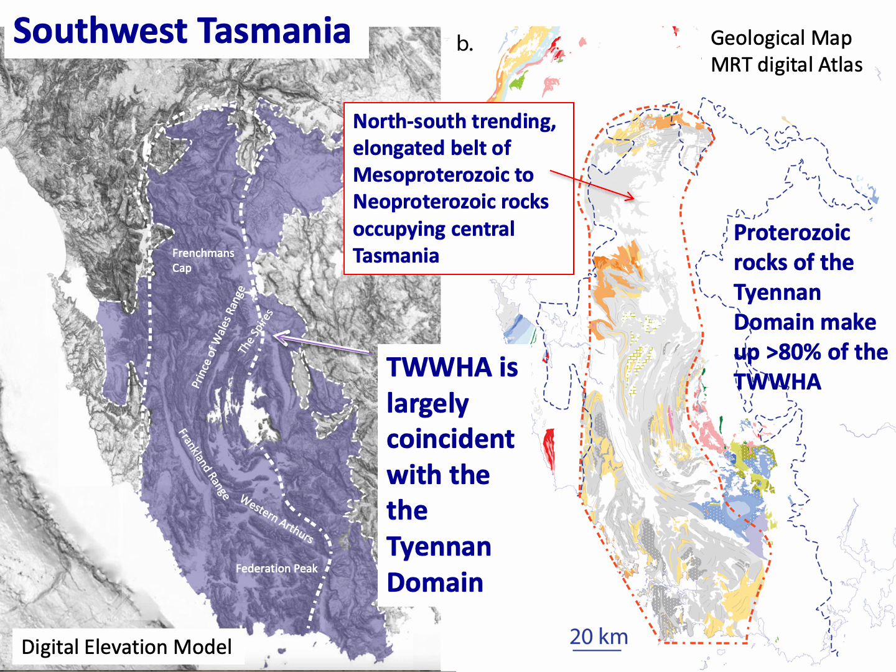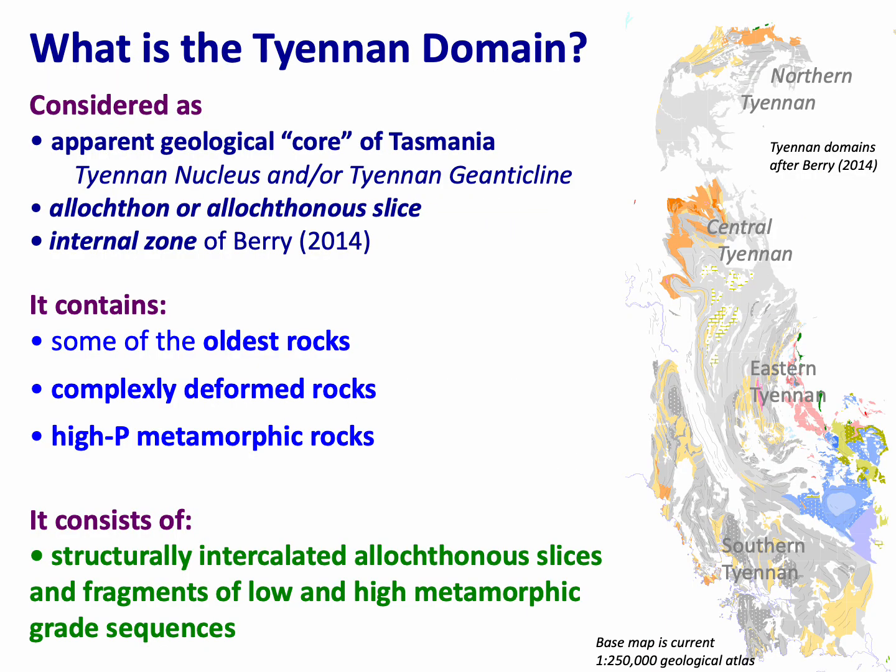The Tasmanian Wilderness World Heritage Area is largely coincident with the Tyennan Domain. The Tyennan Domain consists of a north-south trending elongated belt of Mesoproterozoic to Neoproterozoic rocks occupying central Tasmania. They make up 80% of the Tasmanian World Heritage Area. What is the Tyennan Domain? It is the apparent geological core of Tasmania.